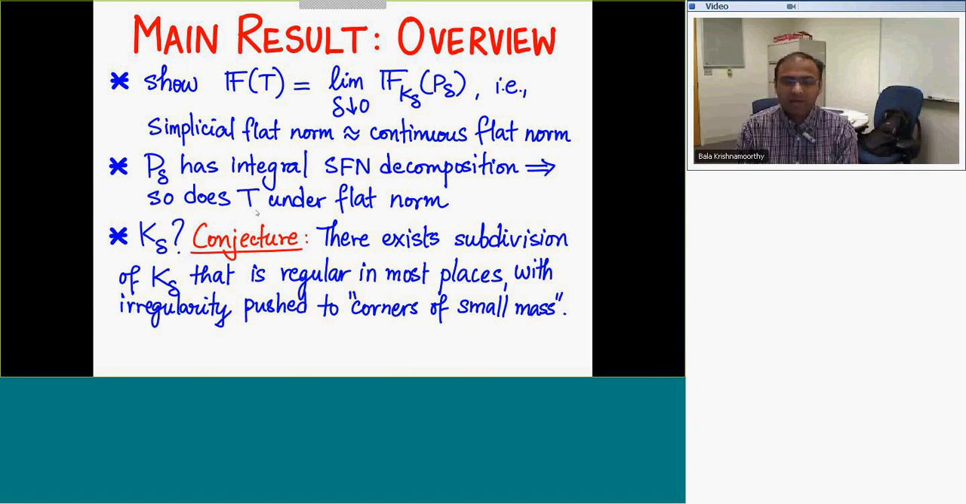We have a conjecture that we can push the bad parts into corners of the simplicial complex and keep the simplicial complex nice. And that's all we are claiming in this conjecture, that we can get a complex so the bad parts are pushed into corners of small mass.